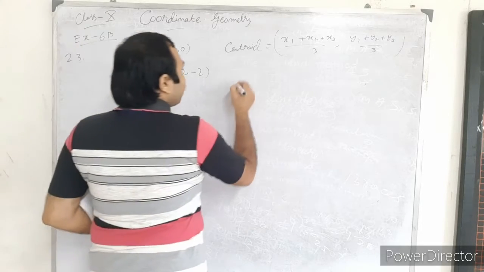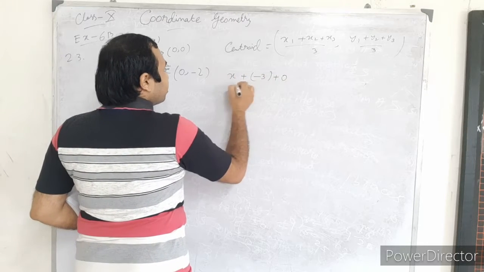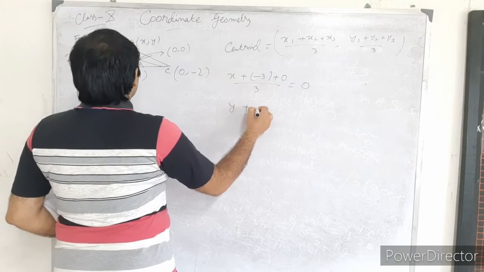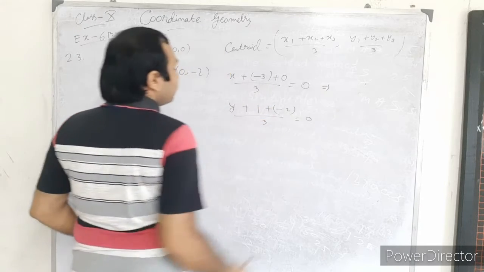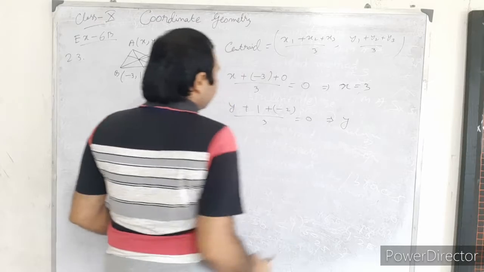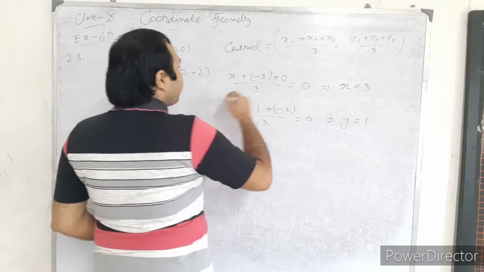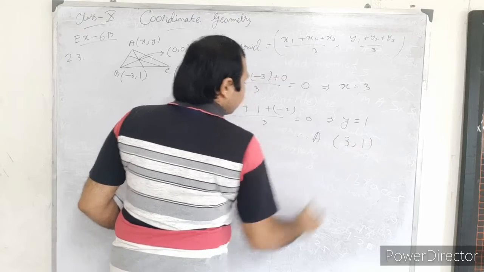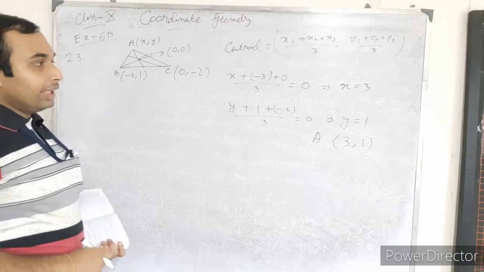So put the values here. x plus (-3) plus 0, by 3 equals 0, and y plus 1 plus (-2), by 3 is equal to 0. From here if you calculate x, then x will come 3, and from here if you calculate y, it is minus 1, that means y is 1. So A equals (3, 1). This is the coordinate point of the other vertex, that is the vertex A.